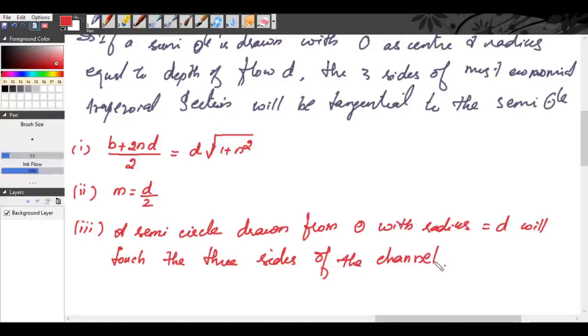Now we have one more section, that is a circular section. We will see the circular section in the next class, and after that we will move on to the problems related to this. Thank you for today.